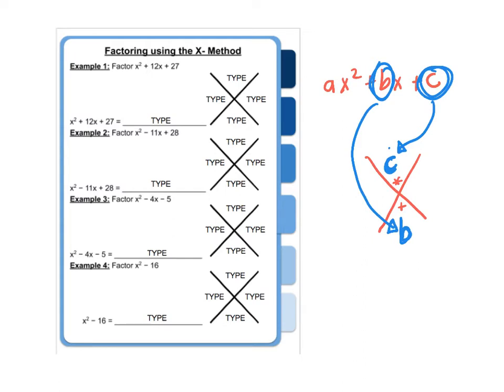For our problems today, all of our a values will equal 1, at least for this video. So we don't really have to worry about a here. But just remember, b goes on the bottom, c goes on the top.